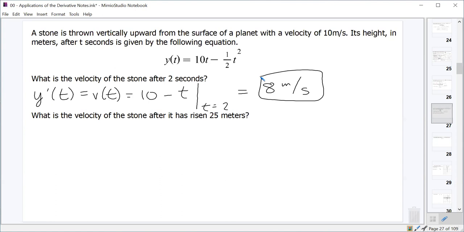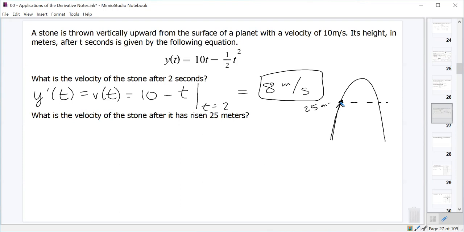To find the velocity of the stone after it has risen 25 meters, we first need to find the time at which it's at 25 meters. And since we know that this stone is going up and then coming back down, there's probably 2 different places in here where the stone is at 25 meters. We want the one where it's risen to 25 meters. So we want the velocity on the way up, not the velocity on the way down, which means our answer should be a positive value in the end.